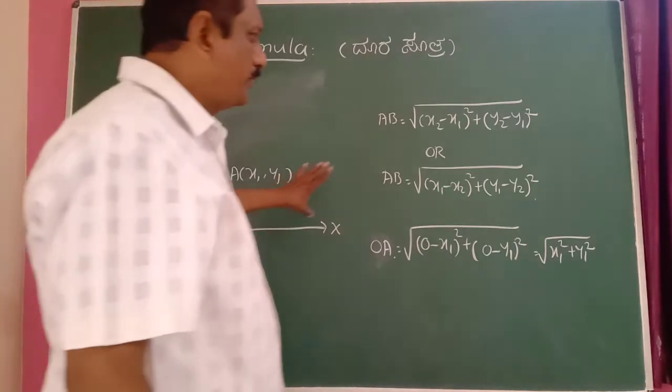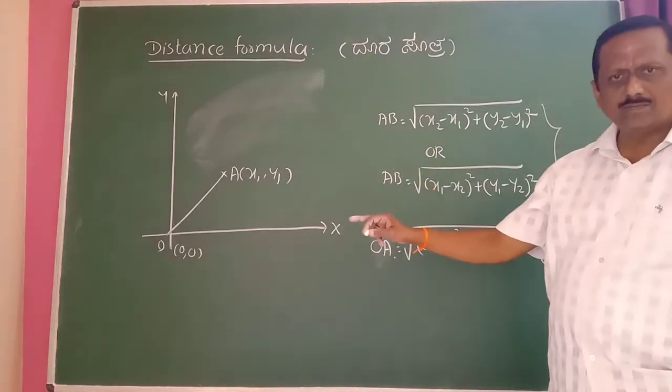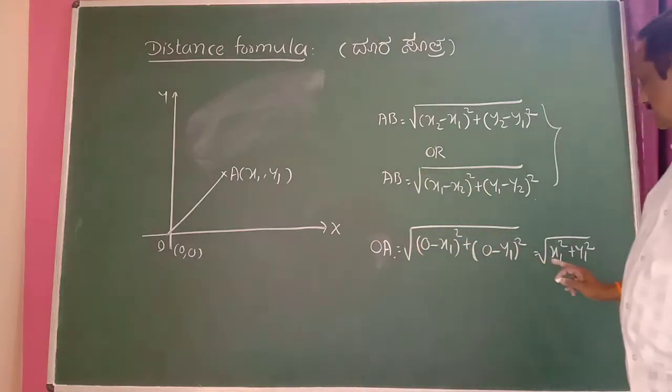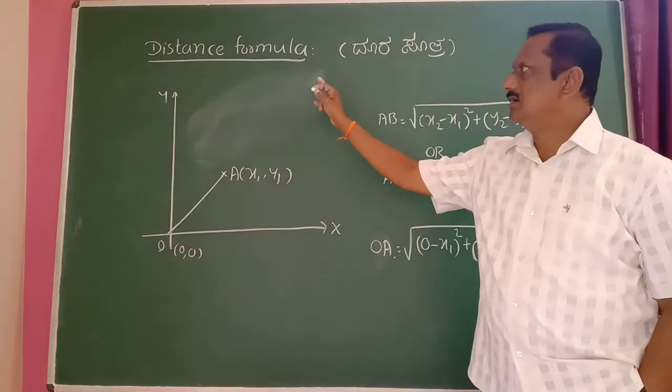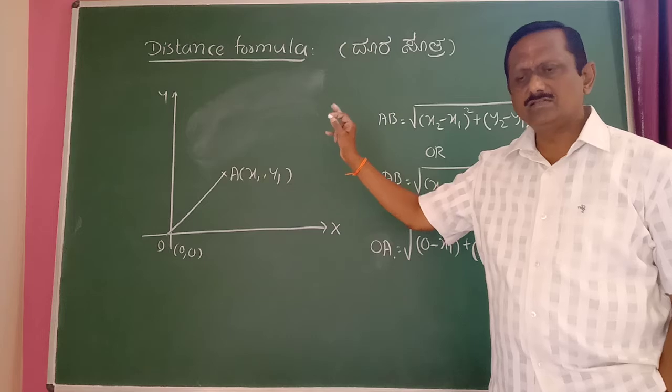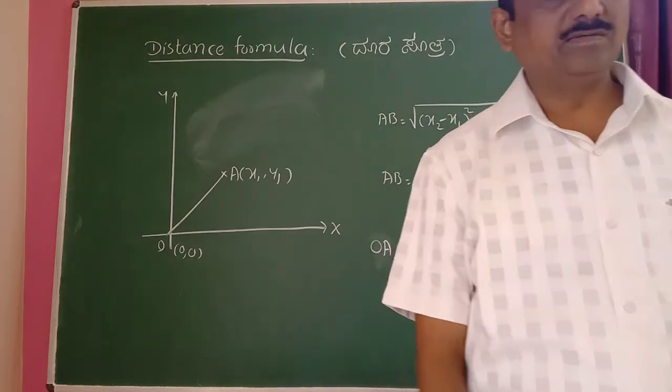If you know two points, use this formula. If you know one point and the other point is the origin, there is a direct formula: root of x1 square plus y1 square. It is the distance formula. This is a very important formula, and this year we are using it.